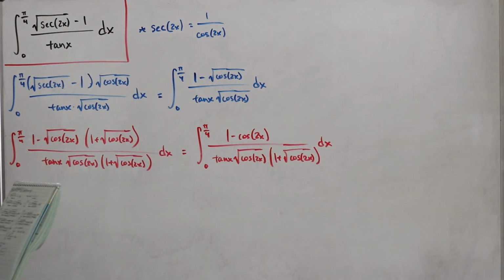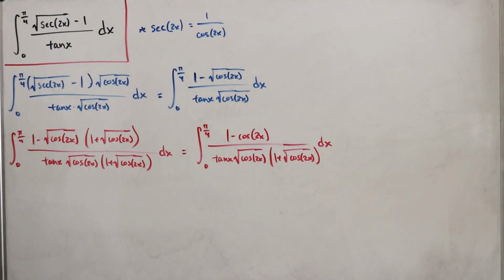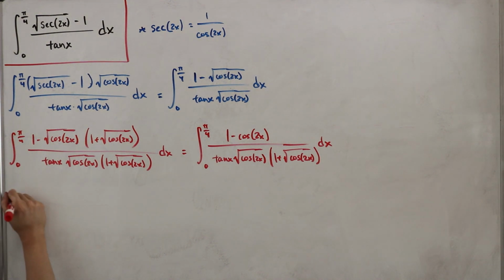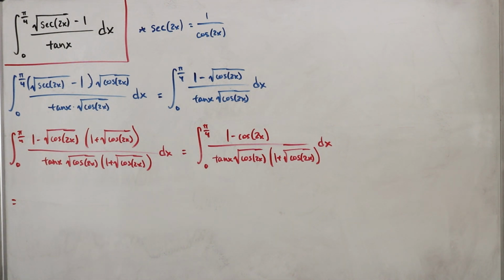Okay, so next, as you notice, 1 minus cosine of 2x has a nice trigonometric identity. We can substitute to write this as 2 sine squared of x. And tangent x is the same thing as sine divided by cosine of x, so pretty much it's on the denominator. So I'll just flip its reciprocal.